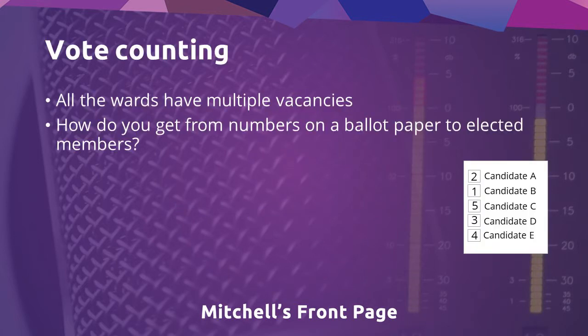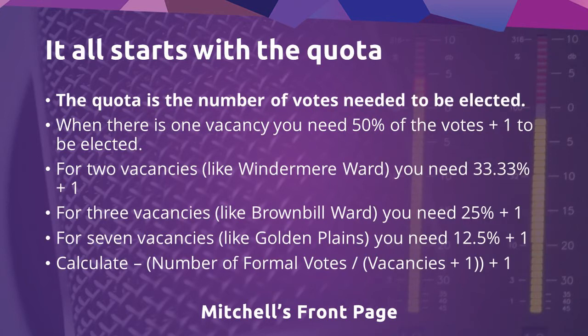In this election, all of the wards that we're covering have multiple vacancies. So the question a lot of people have is, how do you get from the numbers on the ballot paper, as we see on the screen there, to the elected members? The answer is that it all starts with a magic number, which is called a quota. The quota is the number of votes that are required to be elected.